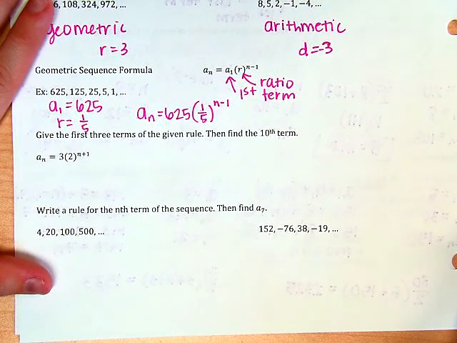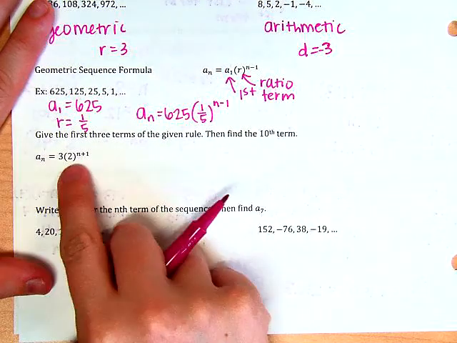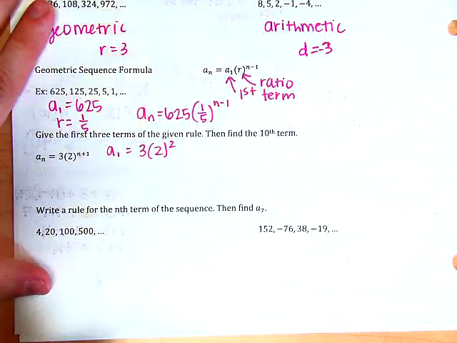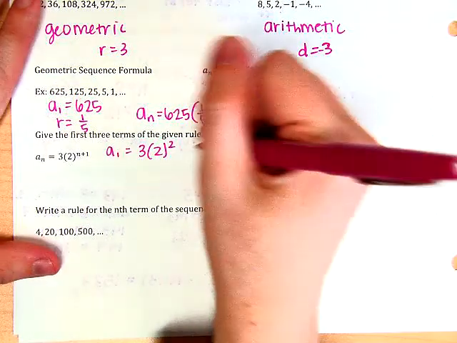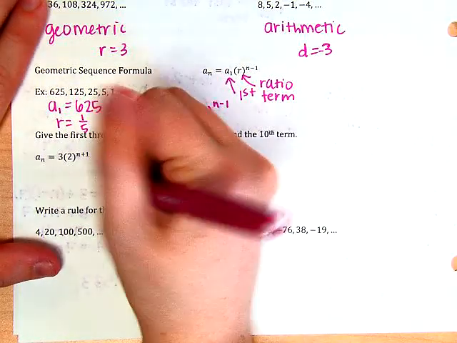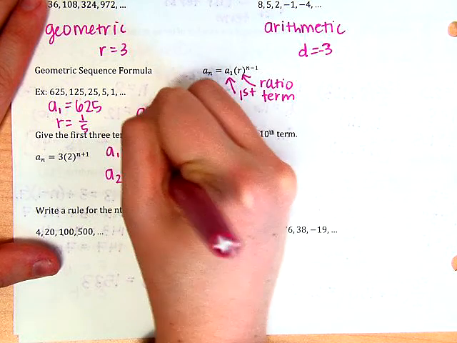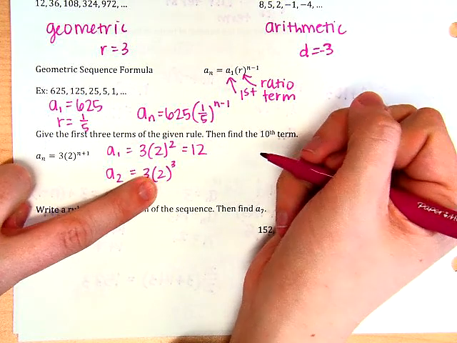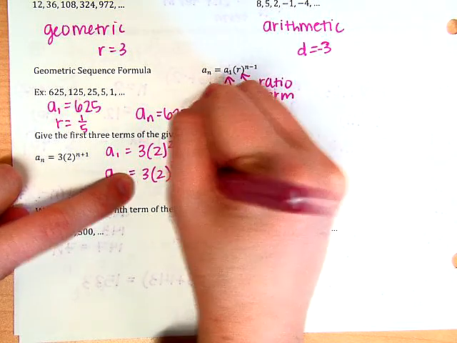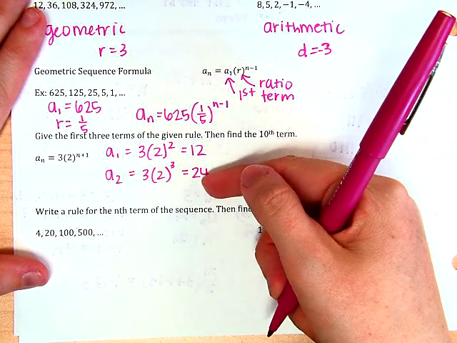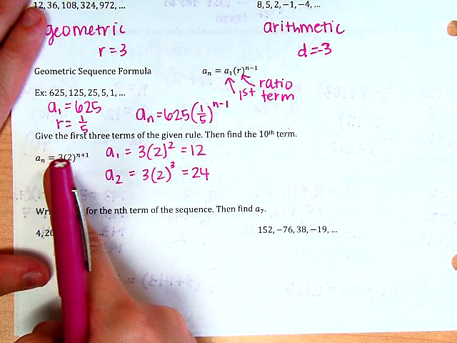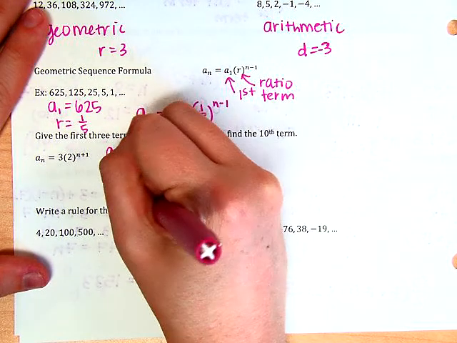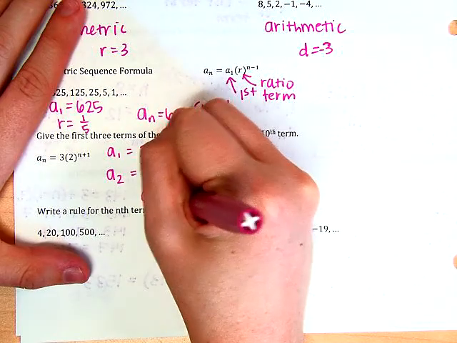Give the first 3 terms of the given rule. So if I look at this thing, if I plug in 1 for my first term, it'd be 3 times 2 squared. Well, 2 squared is 4, times 3 is 12. My second term, if I plug in 2, I get 2 to the third, which is 8, times 3 is 24. You can see a pattern here going on. If you just look at the formula, my ratio is 2. I'm multiplying by 2 each time. So if I use that knowledge, my third is I'm multiplying by 2, 48.